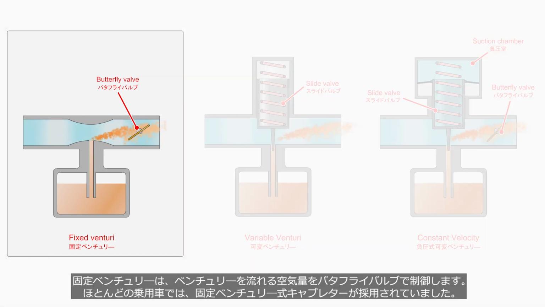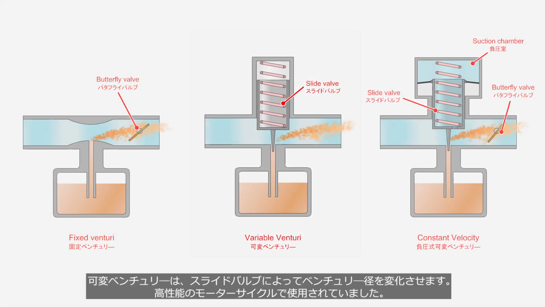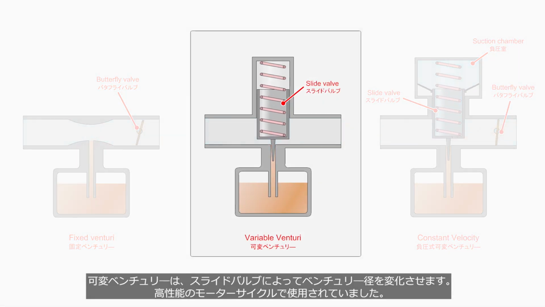In a fixed venturi carburetor, the opening and closing of the butterfly valve controls airflow that passes through the venturi. Most passenger cars used to operate using fixed venturi carburetors. A variable venturi carburetor changes the venturi diameter using a slide valve. These were used in high-performance motorcycles.